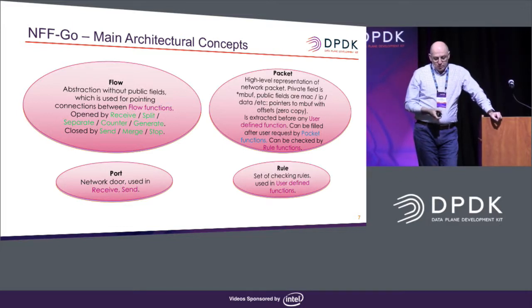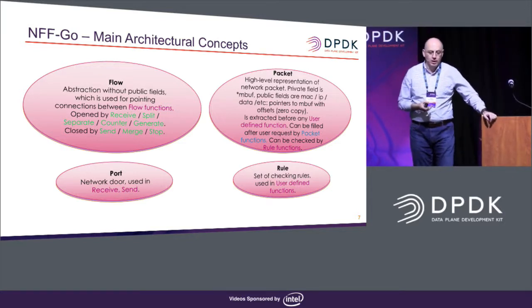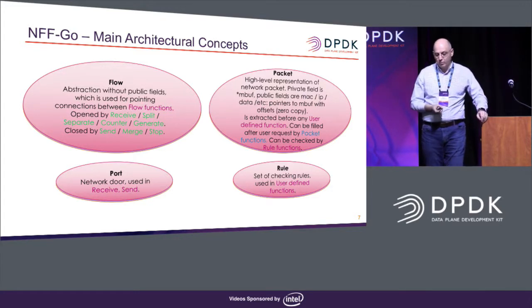There's an abstraction called port, which is practically the door from where you can get packets. And you can send and receive data packets from the port and to the port. And a port can attach to anything. It can attach to a DPDK physical port, it can attach to a KNI port, it can attach to kernel, file, buffer, RPC, whatever you want.